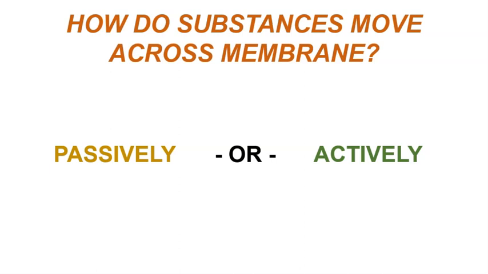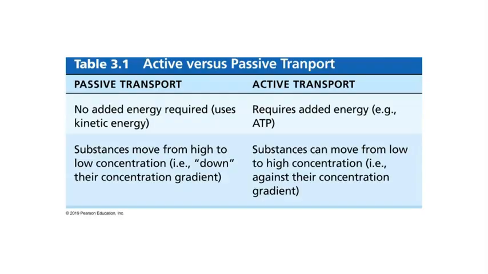Passive implies that substances can cross the membrane without any energy input from the cell. Meanwhile, active transport requires that the cell invests cellular energy, usually in the form of ATP, in order to move a substance across the membrane. So let's briefly compare the two, and then we can unpack some of these terms a little bit later.